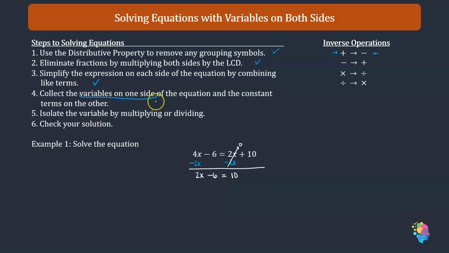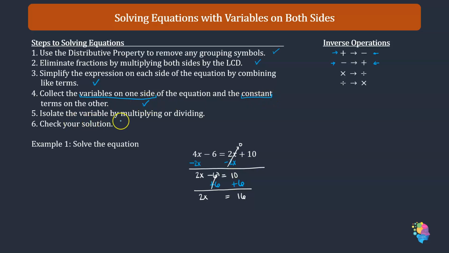We've moved all the x's to one side. Now we need to move the constants, those numbers that don't have any variables, to the other side, to the right side. In this case, I have the subtraction by 6. So the inverse of subtraction is going to be addition. So I'm going to add 6 to both sides. From left to right, we still have our 2x. 6 minus 6 will be 0, and 10 plus 6 will be 16. Now that we've done the second part of step 4, we are complete.